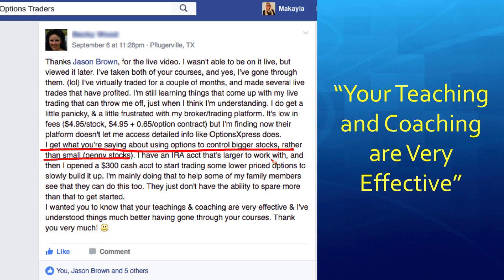She says, I have an IRA account that's larger to work with, and then I opened up a $300 cash account to start trading some lower priced options to slowly build up. So this is for all the people who are saying, how much do I need to get started with an account? Do I need a multiple six-figure account like you? Do I need thousands of dollars? Here we have a team member saying, I opened an account with $300 cash to start trading some lower priced options to slowly build it up. So it's removing all the excuses, right? You don't have to already be rich, but you do have to have some money, and you have to be willing to get off the sidelines and get into the game.